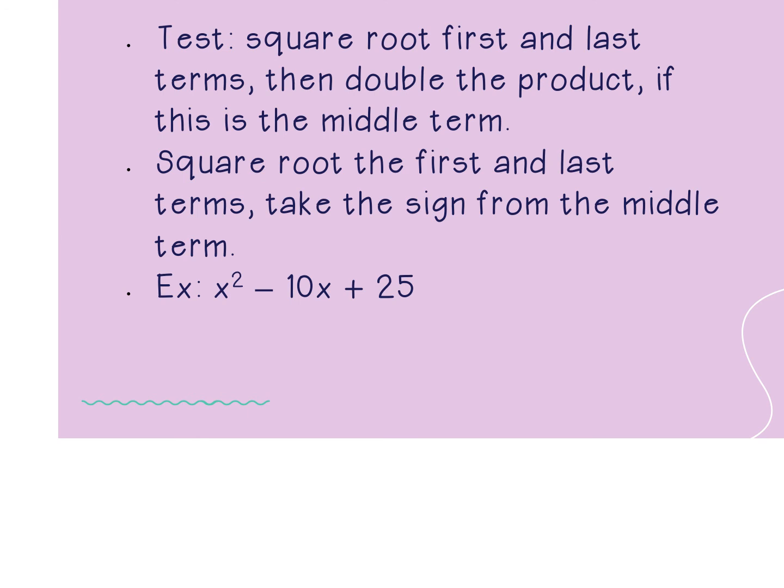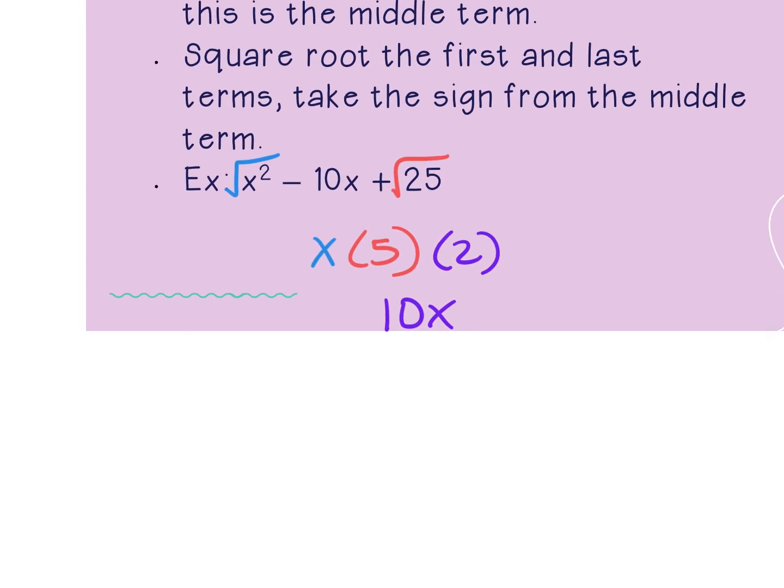So to do the test on this one, you would square root the x squared, square root the 25. This is going to give me x times 5. And then I double it. And if that gives me the middle number, then I know this is a perfect square trinomial. And then all I have to do is square root the x, square root the 25. And then they're both the same sign as the middle. So the middle sign was a negative 10x. And this is my answer.